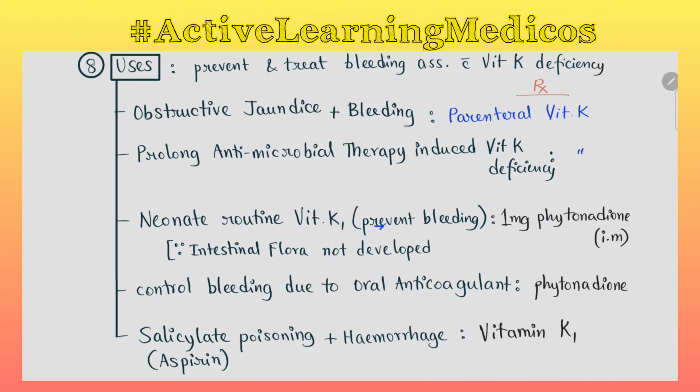Neonate: routine vitamin K1 is given to prevent bleeding since the intestinal flora has still not developed. So 1 mg phytonadione intramuscular is prescribed. Control bleeding due to oral anticoagulant: the same phytonadione is used. And salicylate poisoning, which is also known as aspirin, plus hemorrhage, if it's seen, then vitamin K is also very useful. So that was everything about vitamin K.